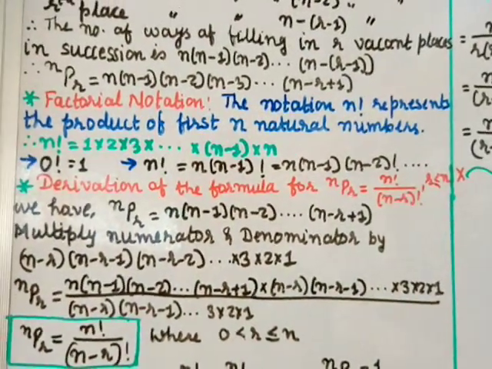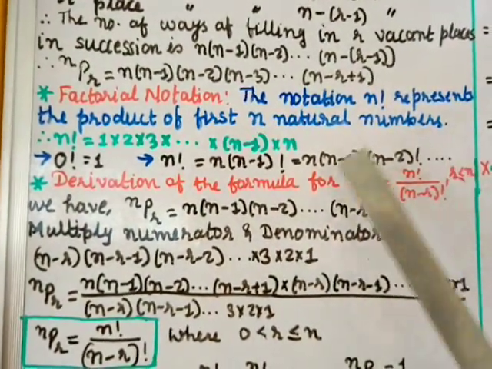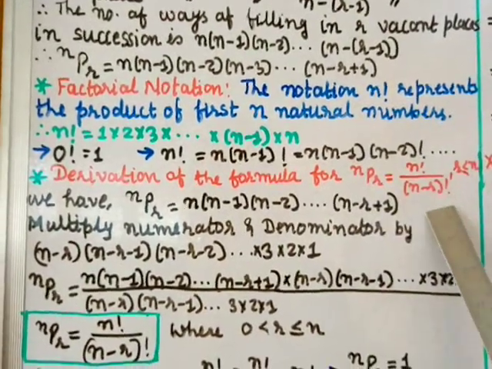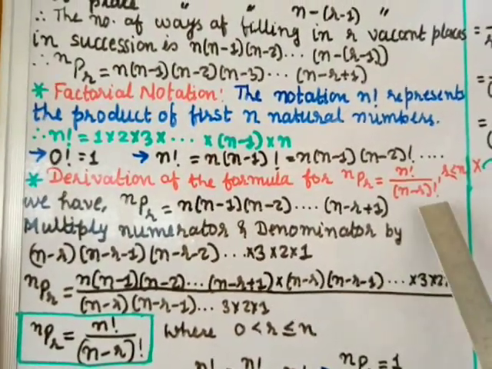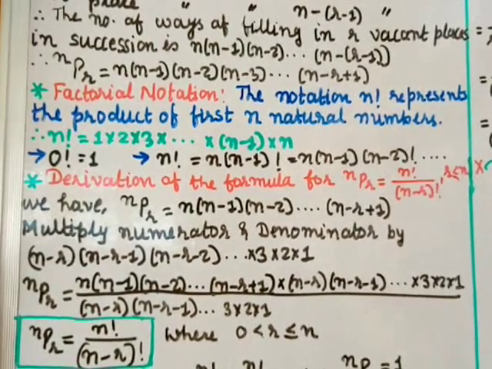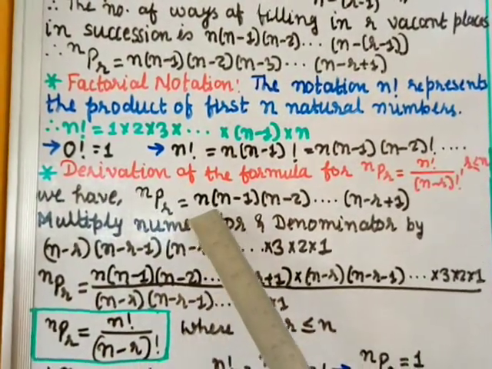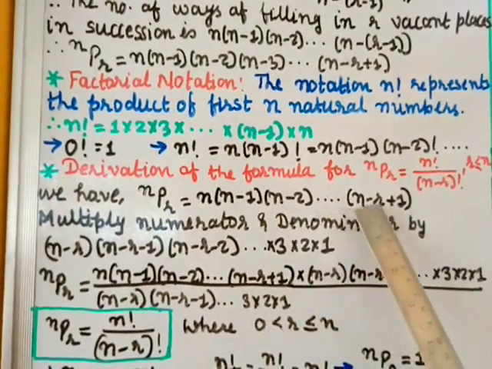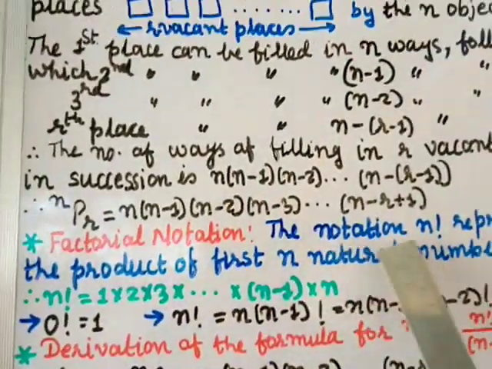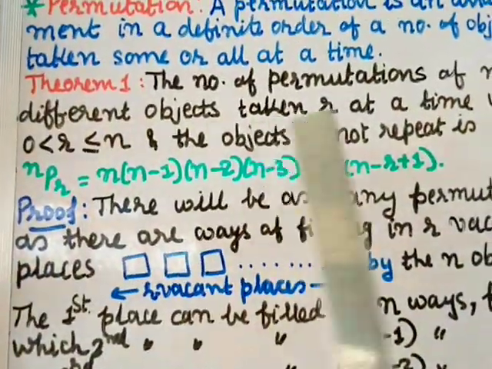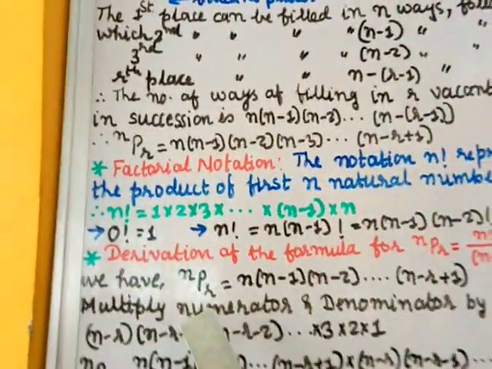Derivation of the formula for nPr equal to n factorial divided by (n minus r) factorial, where r is less than or equal to n. So this is the formula for nPr. We will use theorem 1 and find the formula for nPr. We have nPr equal to n into (n minus 1) into (n minus 2) up to (n minus r plus 1). Just now we proved the formula, theorem 1. So that is what I start with.